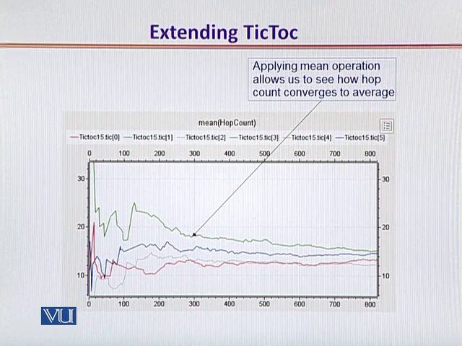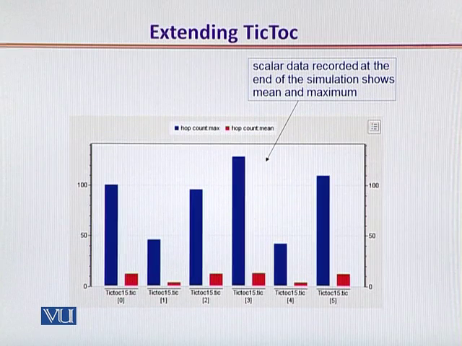Here, again, you can see that for TikTok node 0 and TikTok node 1, the ones shown to you in red and green, these are converging to the overall network average. Using the scalar data, we can represent the data in the form of a histogram, giving us really useful insight.